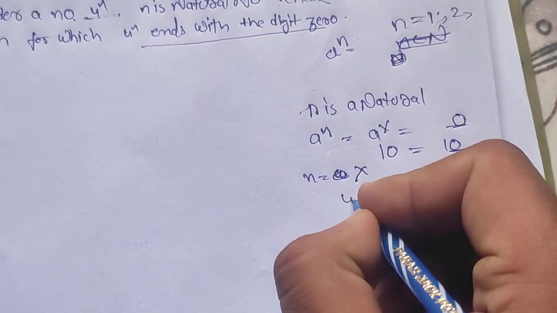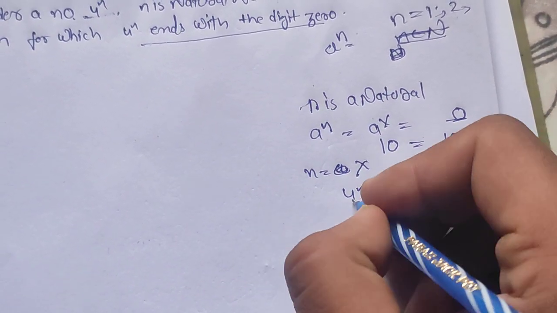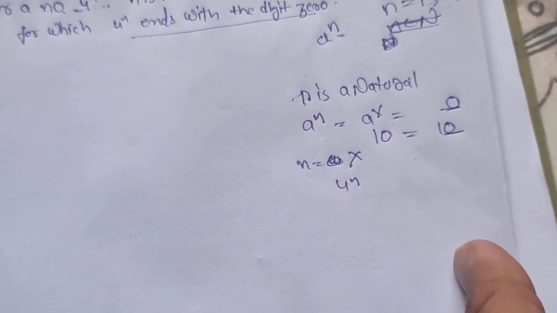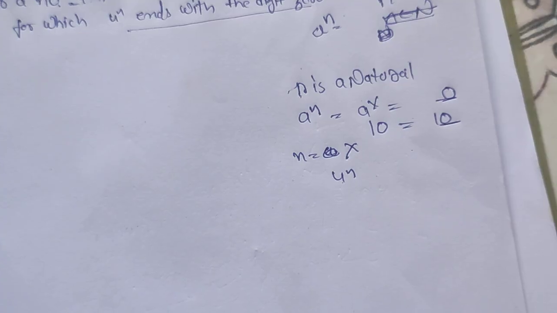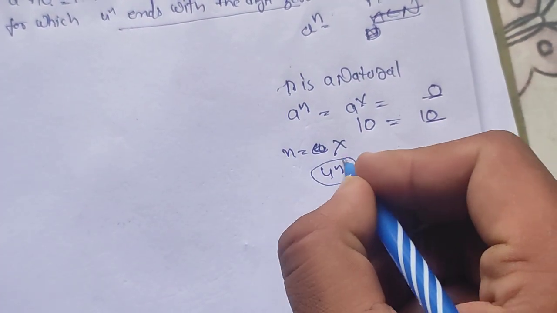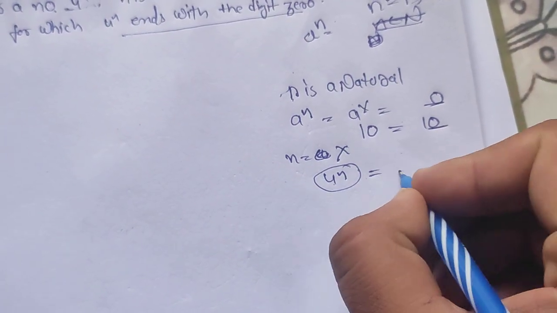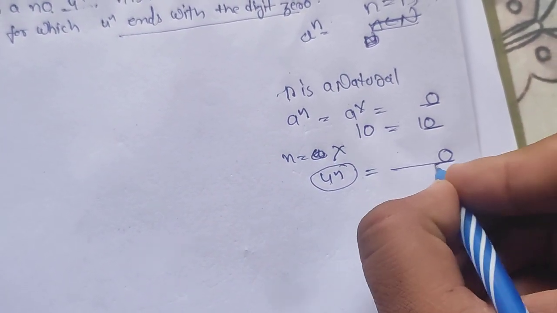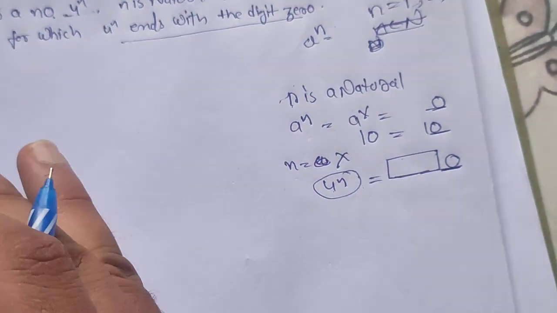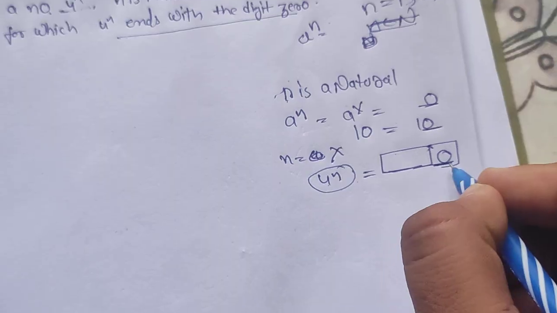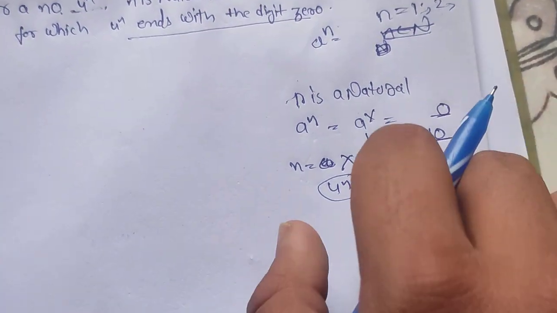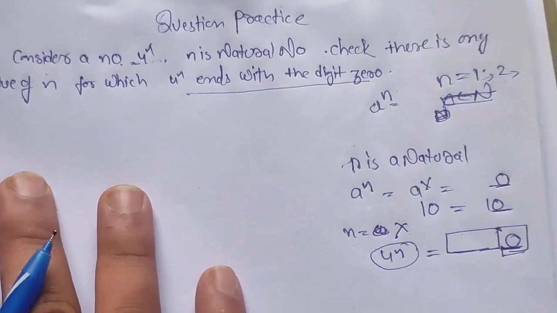So the question is about 4 to the power n, where n is a natural number. We want to check if there is any natural number n for which the value of 4 to the power n has the unit digit 0, irrespective of the remaining digits. My main mission is to find the 0 in the unit digit. Okay, so how do we solve it?